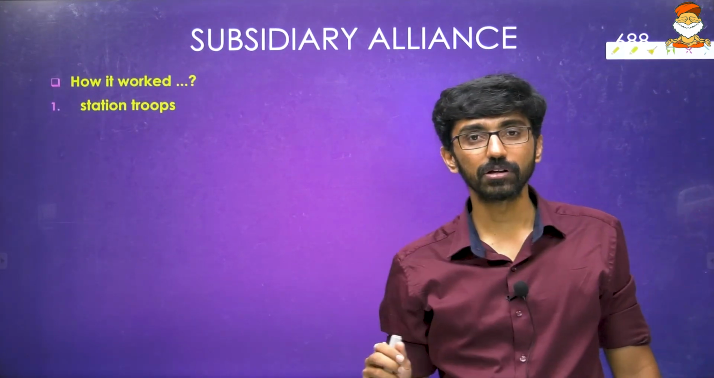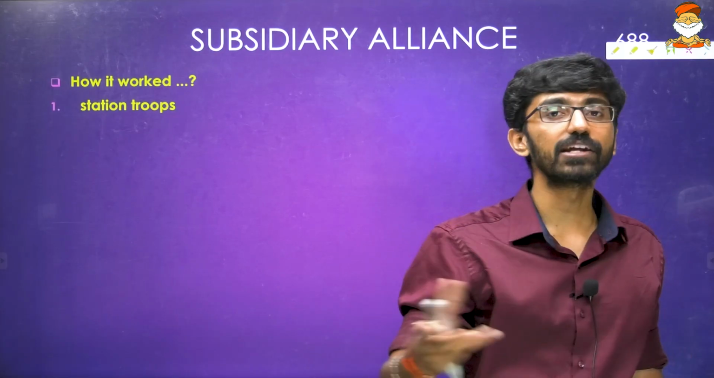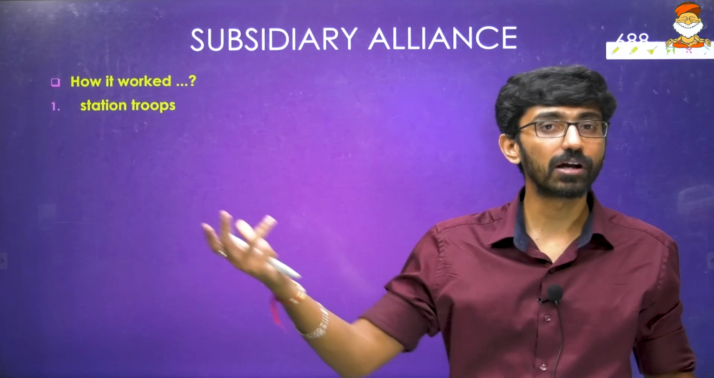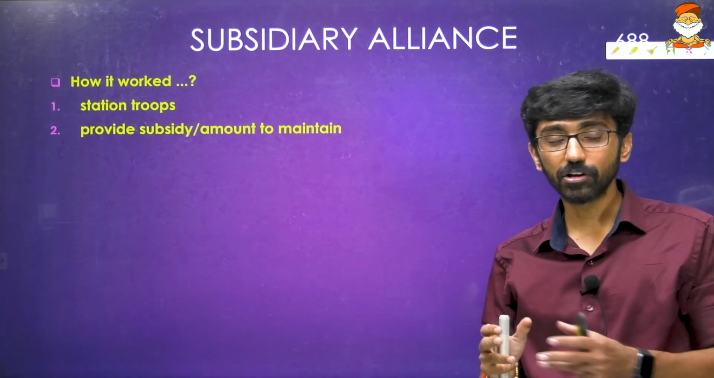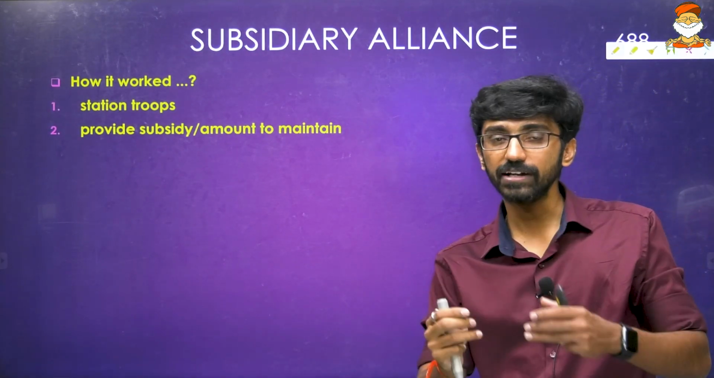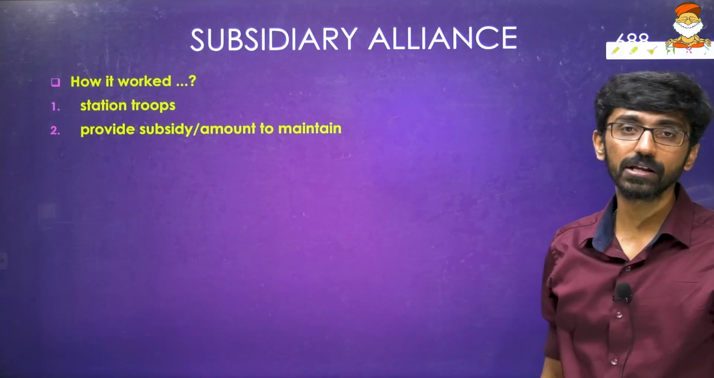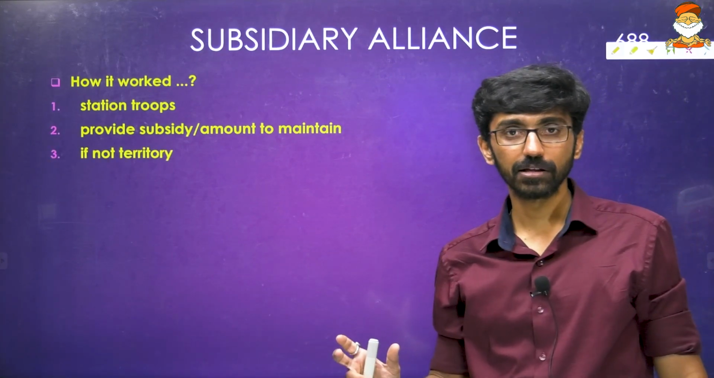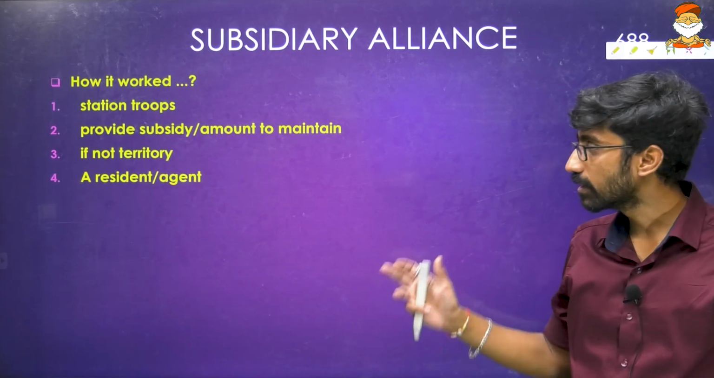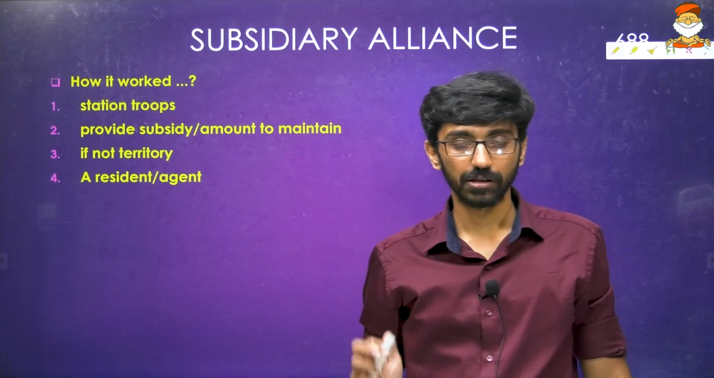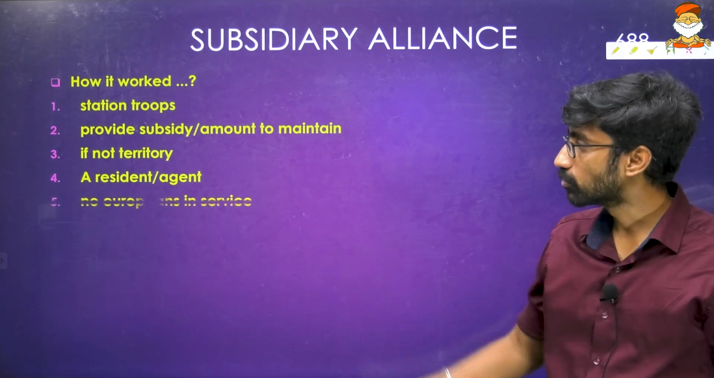First, you station troops, negotiating with them, saying we are going to protect you from foreign attacks. The Indian states will agree to that, thinking we will have greater technology coming from the Britishers to protect us. Then, because you are stationing troops, you have to provide money to maintain those troops. So provide a subsidy amount to maintain them. If not, you have to provide a territory. The territory revenue would be utilized for the maintenance of those troops. Then a British resident or agent will be stationed in that particular place to maintain the troops.